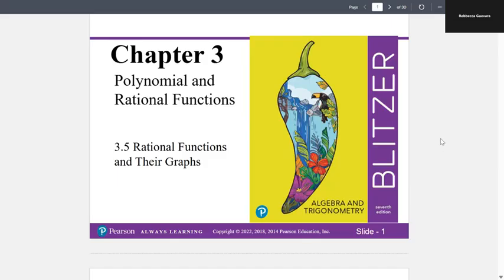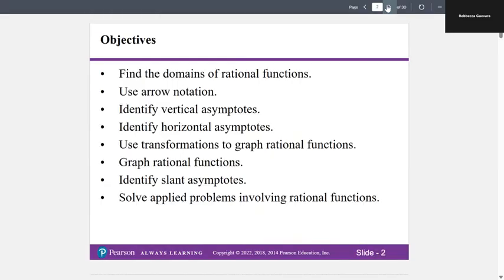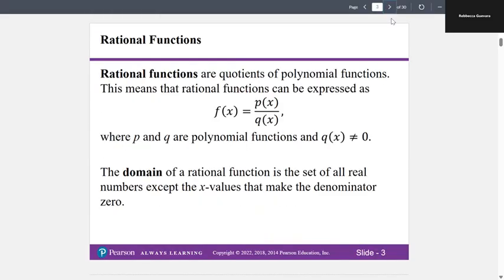All right, so we're going to move into rational functions. Rational functions are kind of an extension of your polynomials. Your rational functions are a quotient of polynomial functions. That means that rational functions can be expressed as f(x) equal to p(x) over q(x), where p and q are both going to be polynomials.